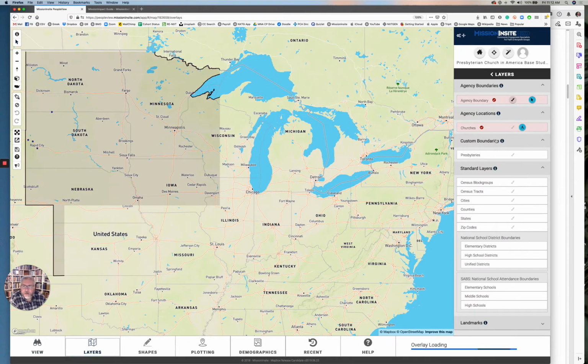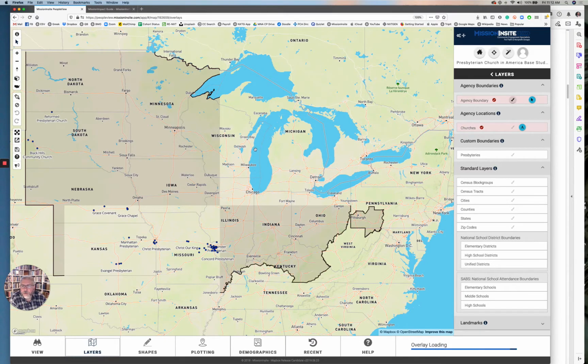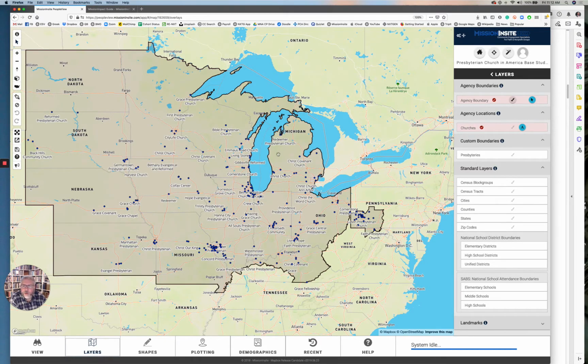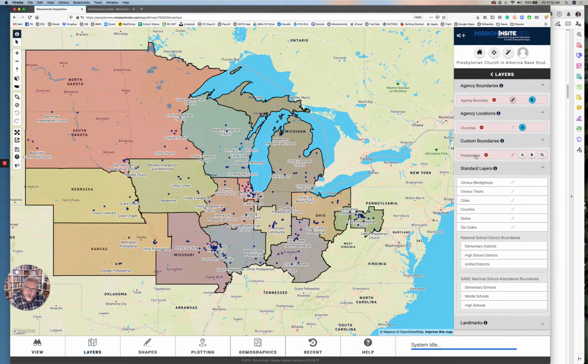The different layers that can come out. As it's loading now, you're going to see it usually doesn't load quite this slowly. This is the region that the Midwest has access to. Each of the blue dots are the churches that have been downloaded in there. You're able to break it down and see by presbytery, according to those boundaries if you want.